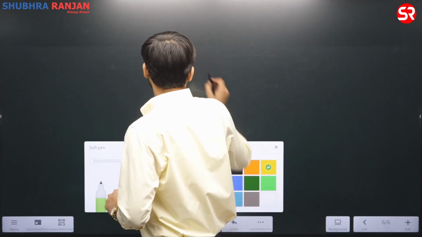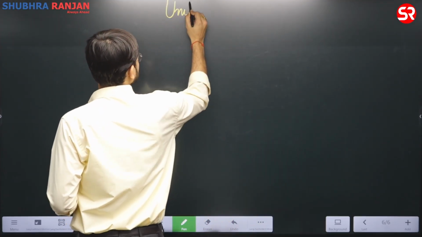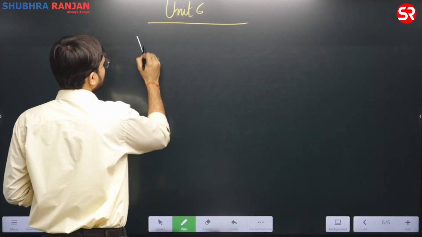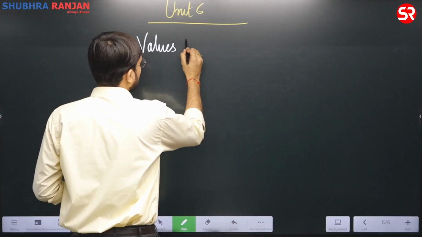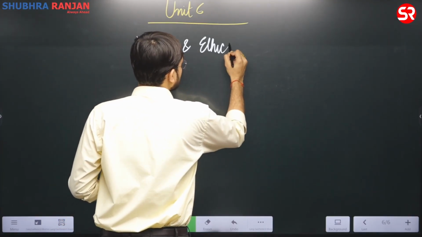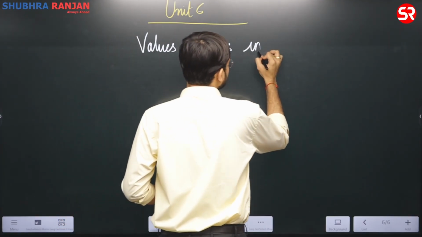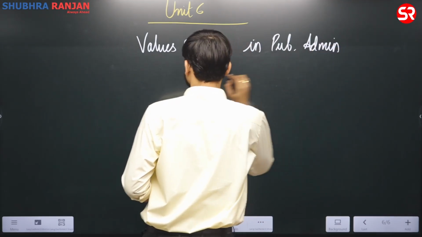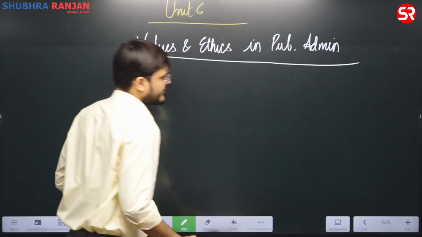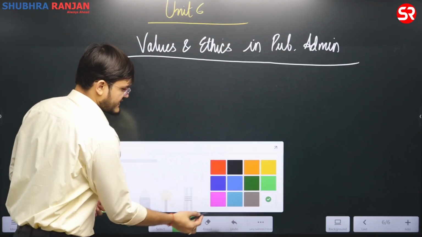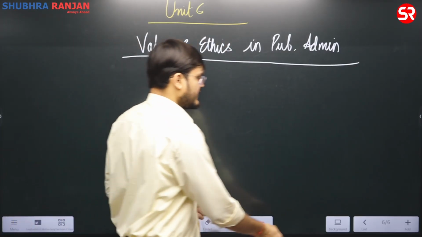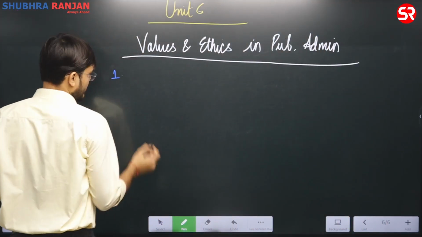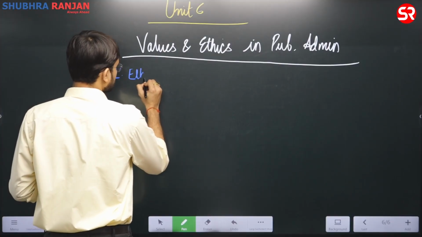Then, for example, next particular unit is unit number 6. In unit number 6, questions can be asked from the aspects of values and ethics. The topic is values and ethics in public administration. Yes, next unit is values and ethics in public administration. And here the first aspect they will be asking is ethical issues.